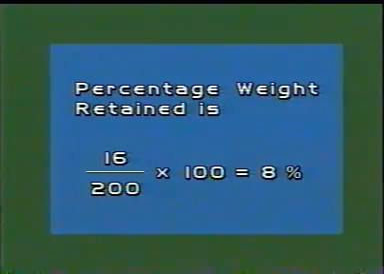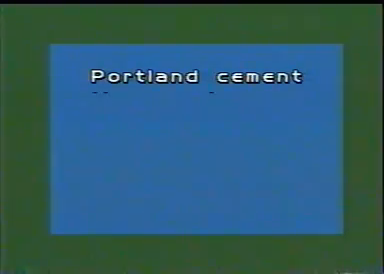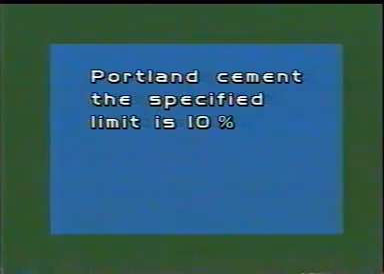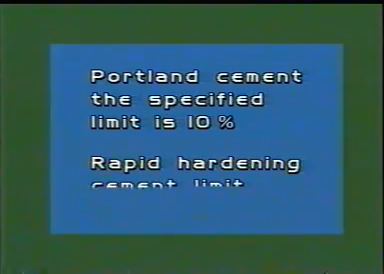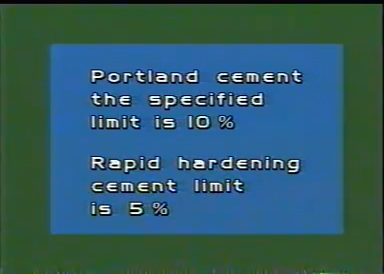The percent residue should not exceed the specified limits of IS code. For Portland cement, the specified limit is 10%, whereas for rapid hardening cement, this limit is 5%.